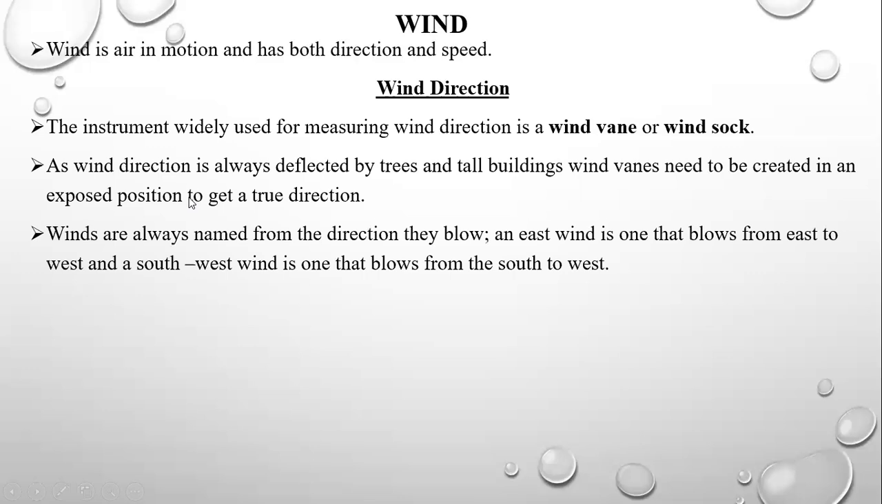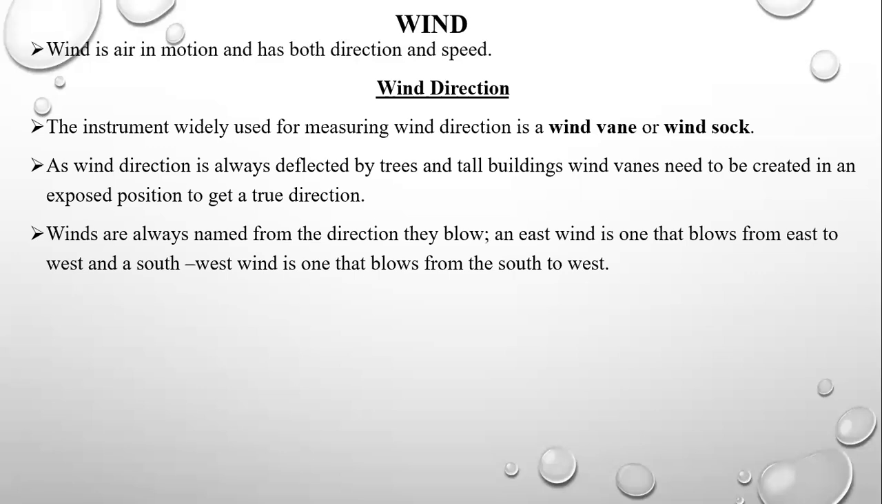Winds are always named from the direction they blow. So this means that an east wind is one that blows from east to west. A southwest wind is one that blows from south to west.